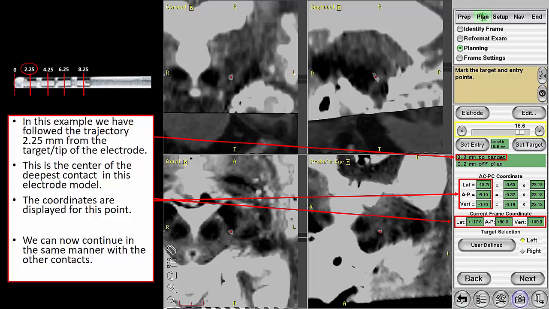In this example, we have followed the trajectory 2.25 mm from the tip of the electrode. This is the center of the deepest contact in this electrode model. The coordinates are here displayed for this point. We can now continue in the same manner with the other contacts.